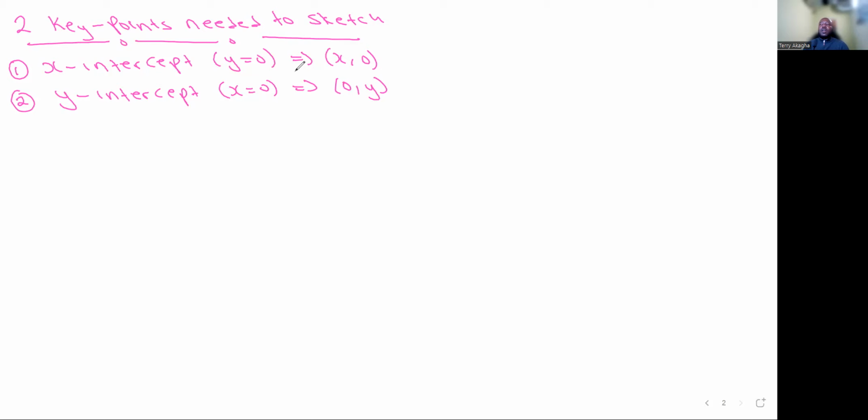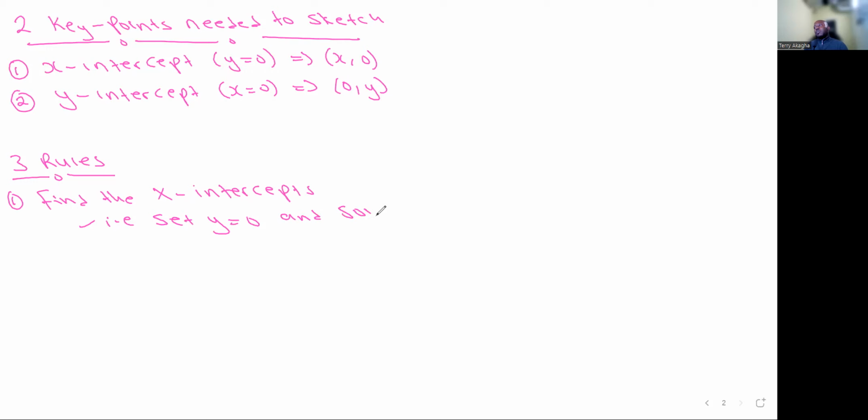Now there are 3 steps to sketch a linear graph, okay? The first thing you have to do is find the x-intercept. That is y equal to 0. That means you set y to be equal to 0, and you now solve appropriately.